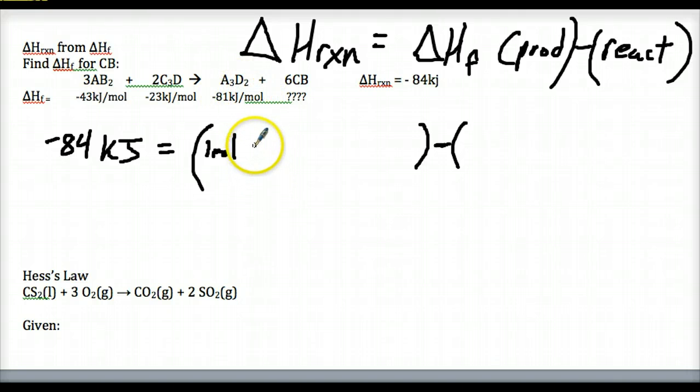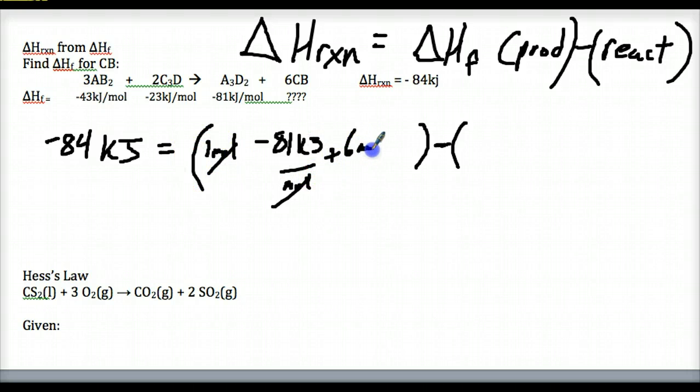A3D2 releases 81 kilojoules of energy, plus 6 mole of, I'm going to call it Y. Variable Y. Realize it's a little difficult. Again, this tablet is not cooperating today. That's going to encompass my product values.